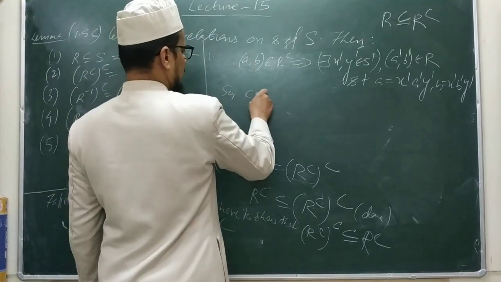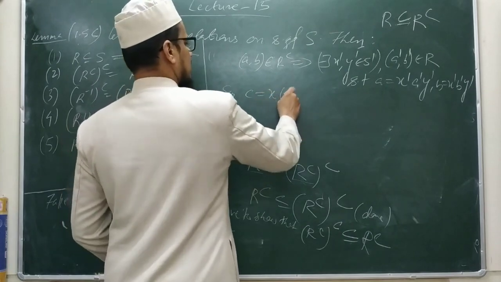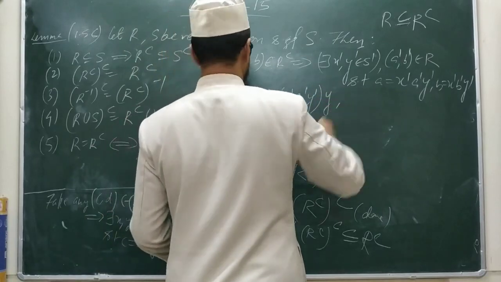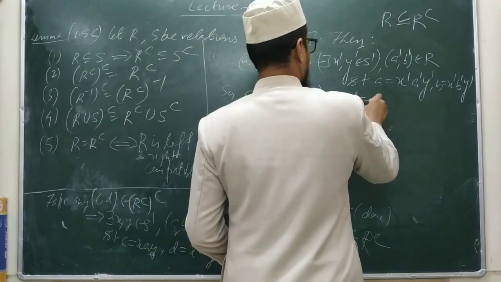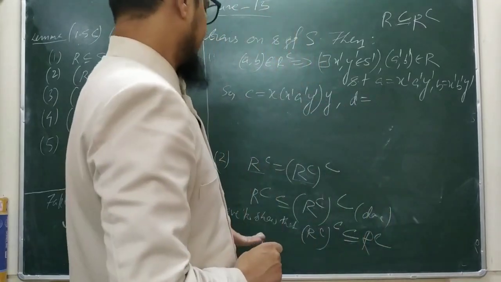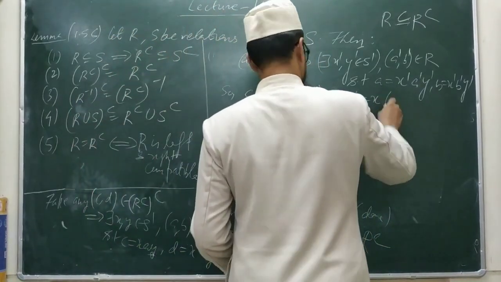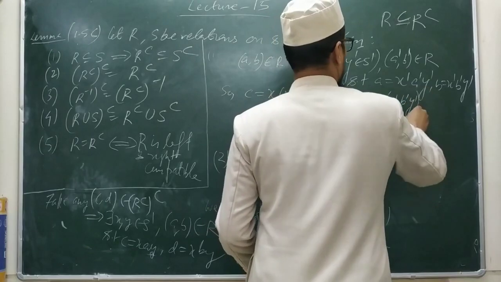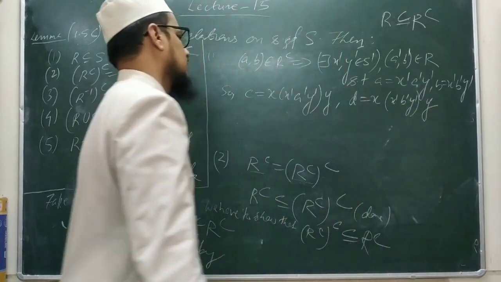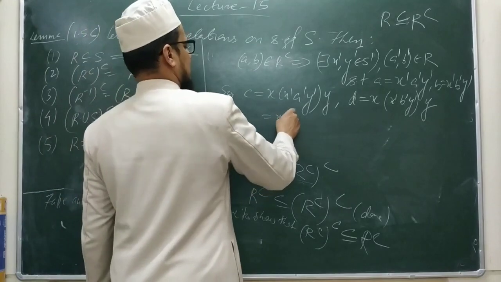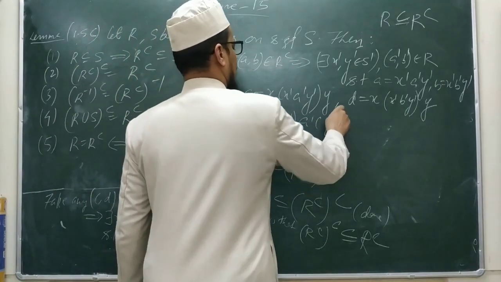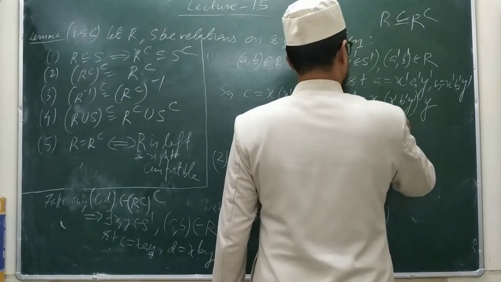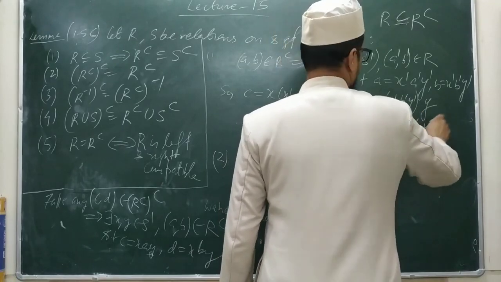So C is equal to what? C is equal to X'A'Y' into Y, and D is equal to what? D is equal to X'B'Y' into Y. That is XX'A'Y'Y, and this is equal to XX'B'Y'Y.